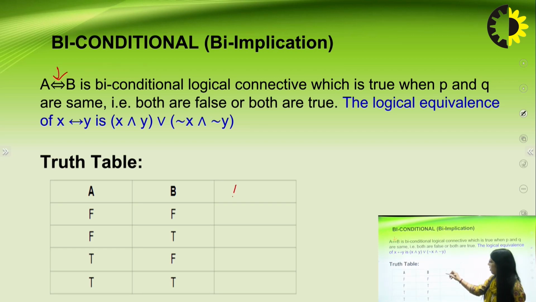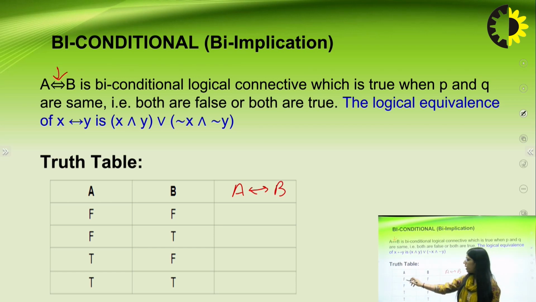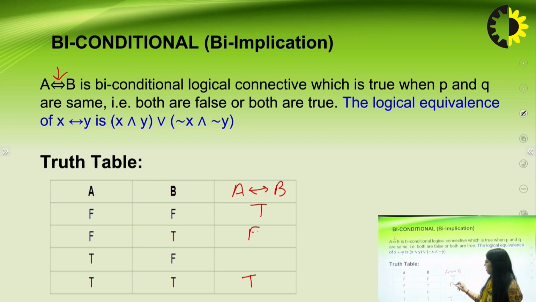Let's see here. Suppose we have two propositions. In the first case, both of the values are false, so both values of the propositions are the same. So it will result in true here. And in the last case, we can see both of the propositions are true. So it will also result in true. In the rest of the cases, it results in false.